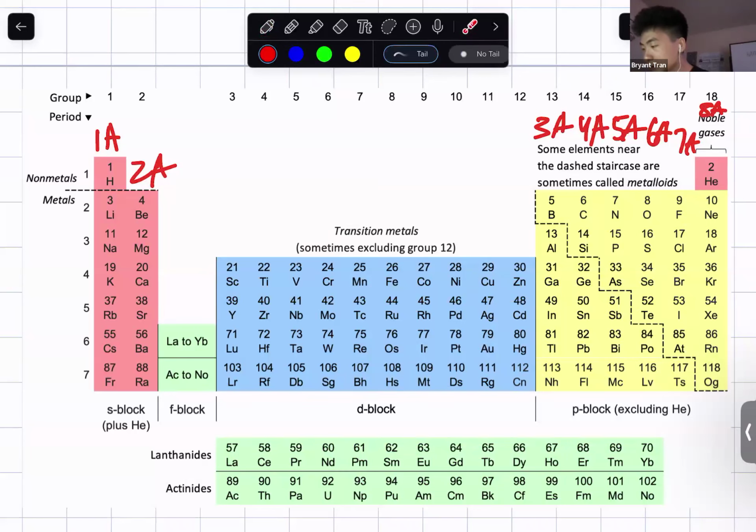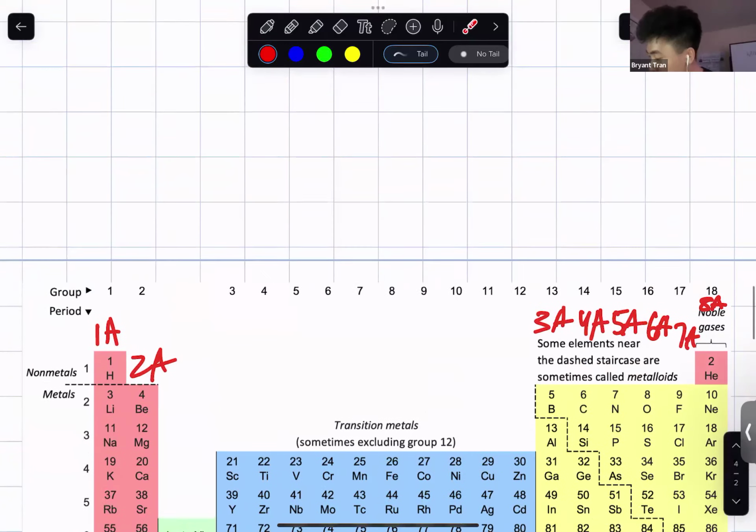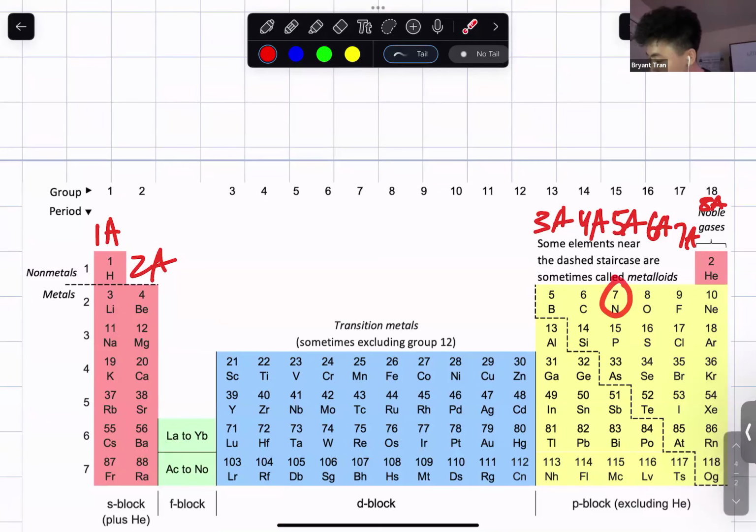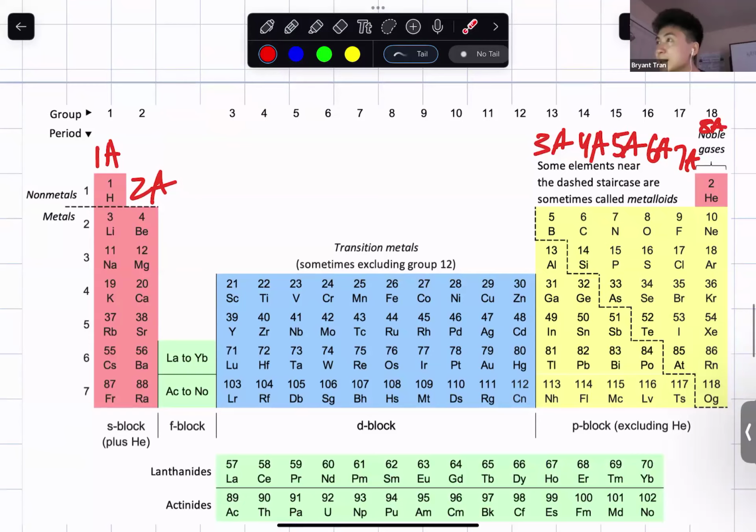So how many valence electrons would nitrogen have? Five. Correct, because nitrogen is in the fifth column, so it has five valence electrons. Nice.